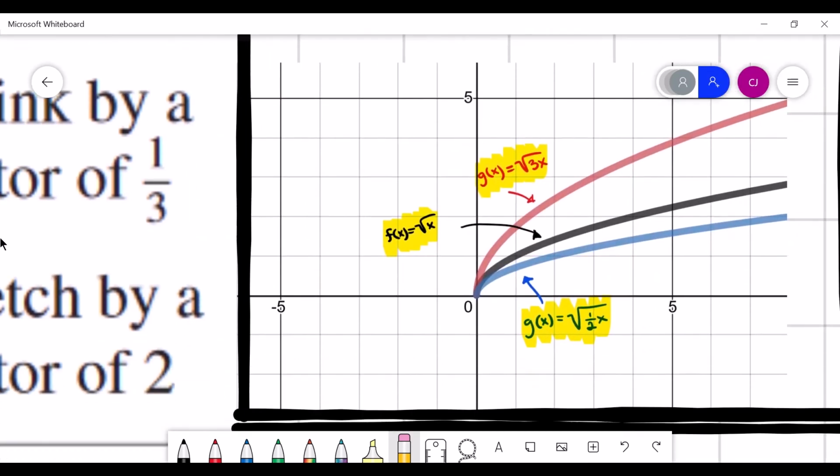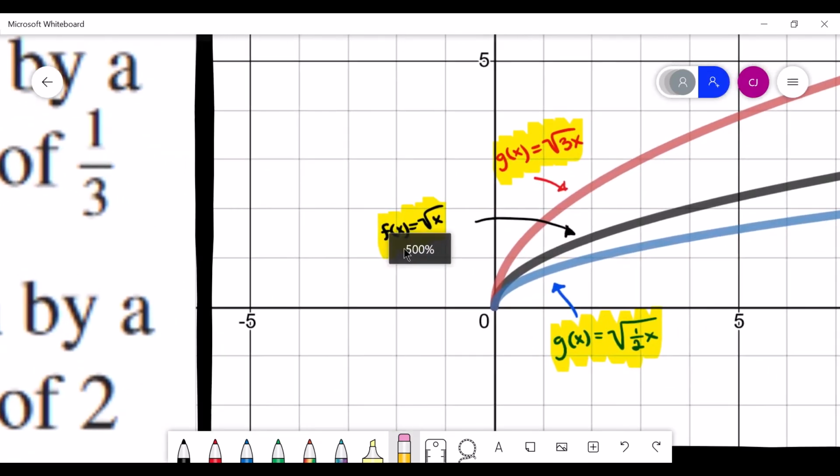We always want to use our parent function as our reference point. So here we have our parent function of f of x is equal to the square root of x, right? And then we are comparing our parent function with our first example where we had a 3, but our true factor was 1 over 3, so we said it was a horizontal shrink. So notice how it's a horizontal shrink because it's shrinking towards the y-axis.